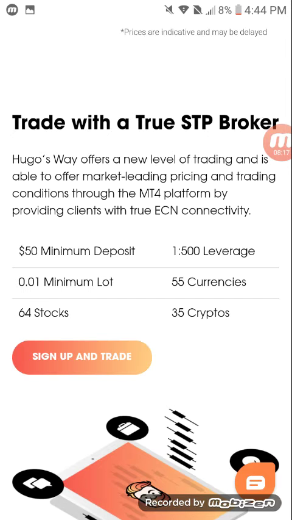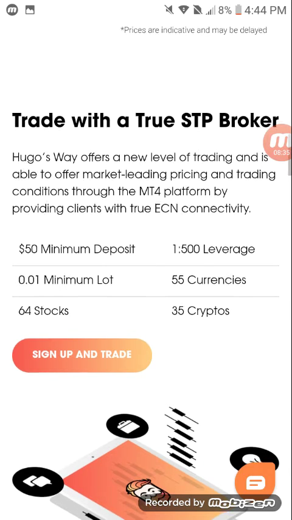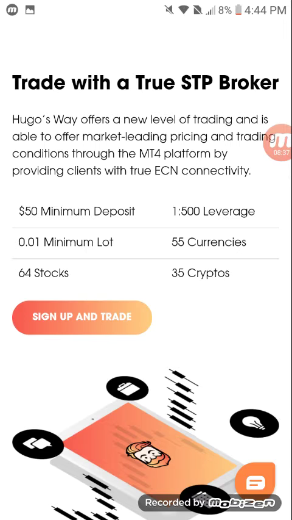So yeah, the minimum lot size is 0.01, then 0.02, 0.03, 0.04, 0.05. You got 10 cents, 20 cents, 30 cents. So this is 1 cent right here with 0.01. The minimum lot size you can trade is 1 cent per trade. Then you have your stocks. There's 64 stocks. The most you can leverage, which I don't recommend, is 1 to 500 leverage with only $50 as the minimum deposit.